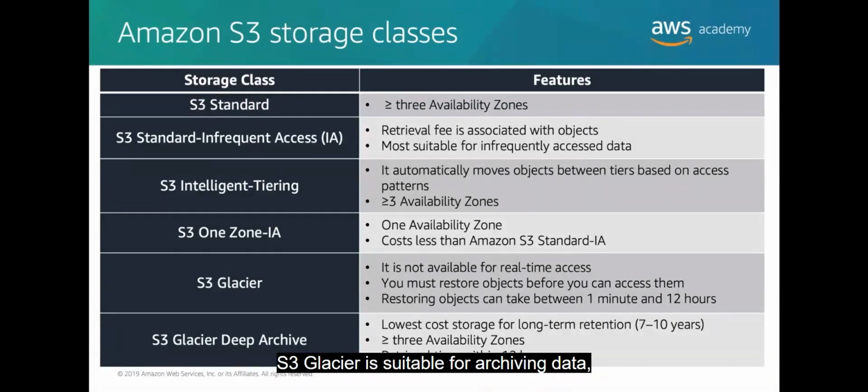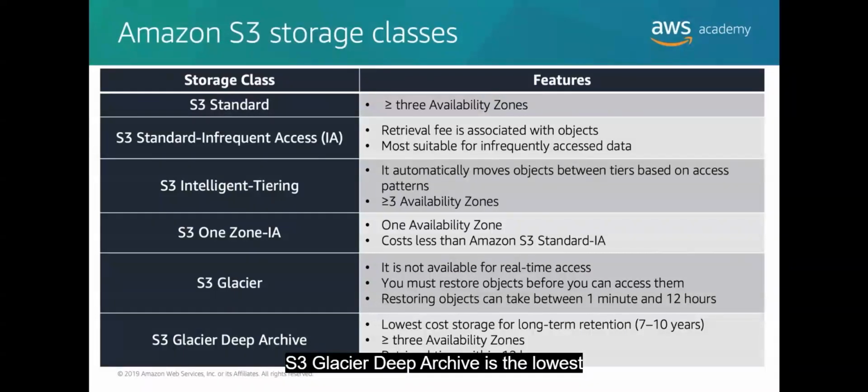S3 Glacier is suitable for archiving data where access is infrequent and a retrieval time of several hours is acceptable. Archived objects are not available for real-time access. They must be restored before they can be accessed. The S3 Glacier storage class is very low cost.